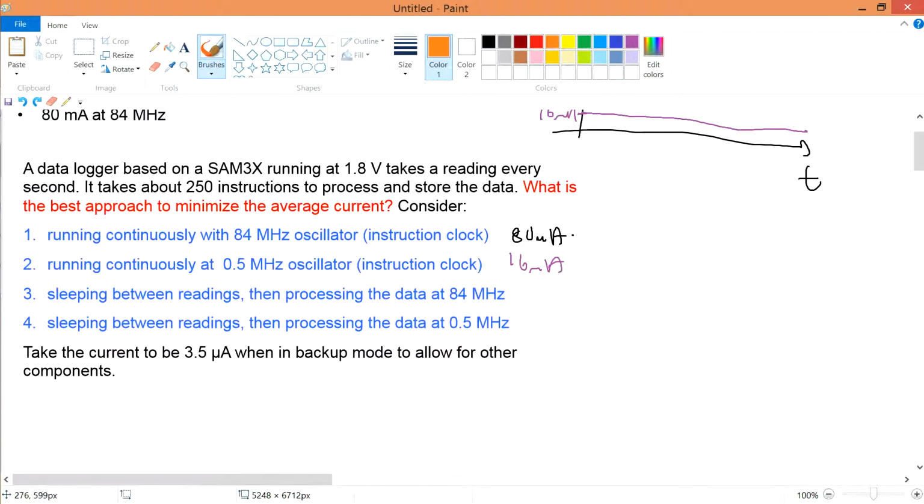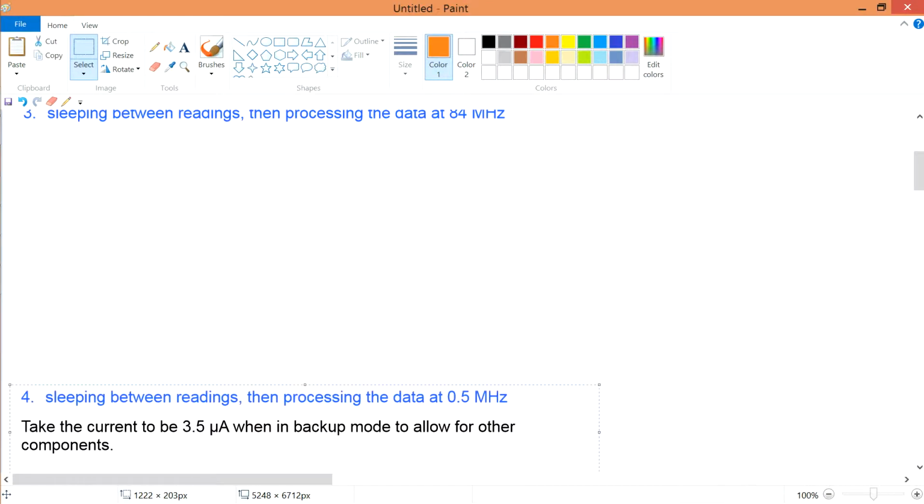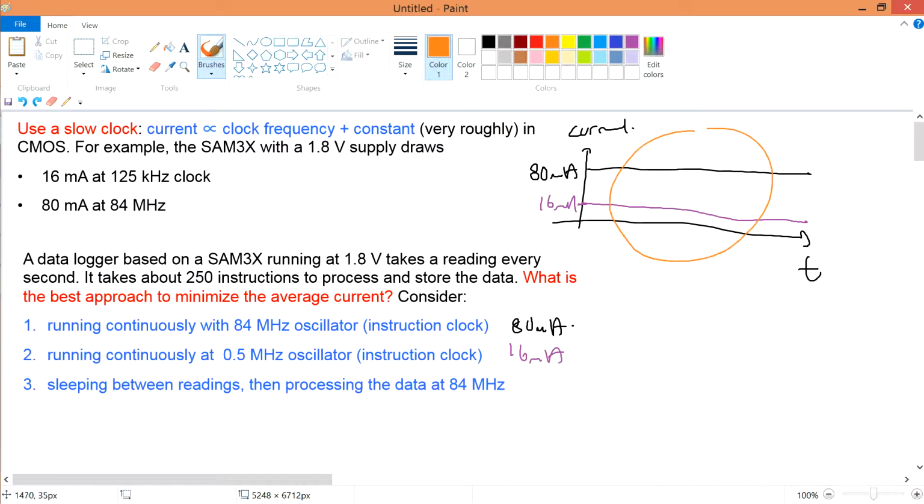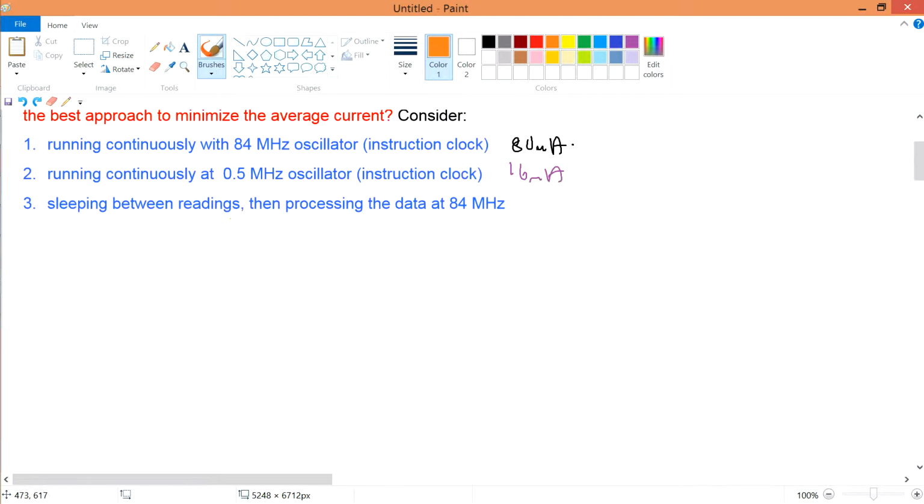The next part is slightly more tricky: you sleep between your readings, then you process the data at 84 megahertz. What does this mean, and how do we do this? This is more on the sleeping side, and we're going to calculate the sleeping. Previously we did the calculations for running continuously, where you're constantly taking in 80 milliampere and 16 milliampere. Since you have already used a slow clock, it's already one method to minimize your power consumption. But nonetheless, let's talk about the third one, which is with sleeping.